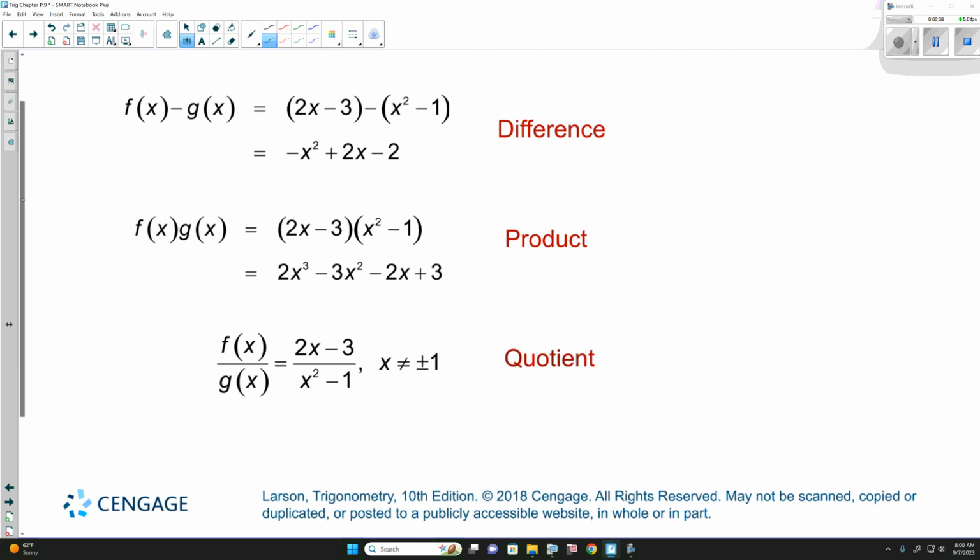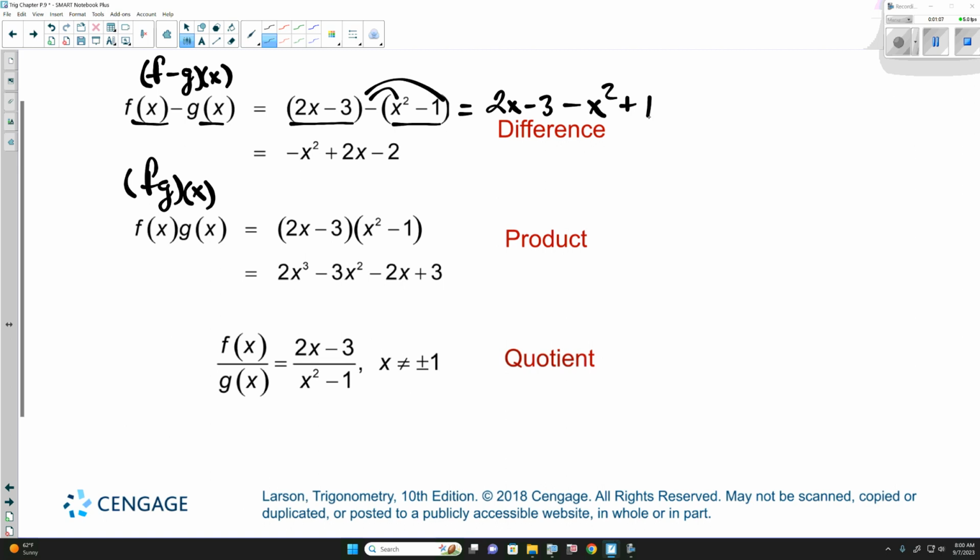We also have f minus g of x. So this here is the same as f of x minus g of x. And then we have f times g of x. Well, with f minus g of x, f of x minus g of x, we replace the 2 functions with what they are equal to, and then subtract them. Really, we could say that this is 2x minus 3. We distribute the negative, giving us negative x squared plus 1. We still have the negative x squared, but 2x doesn't have any like terms. The only like terms are the negative 3 and 1, which give us negative 2.